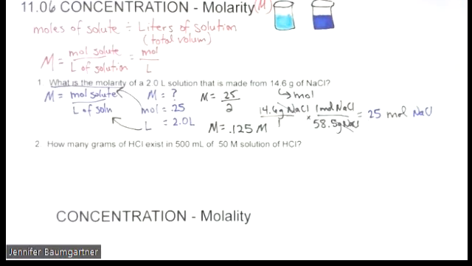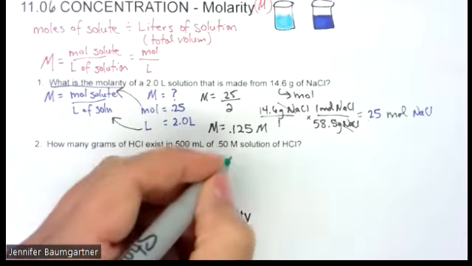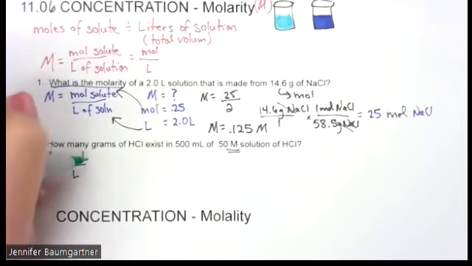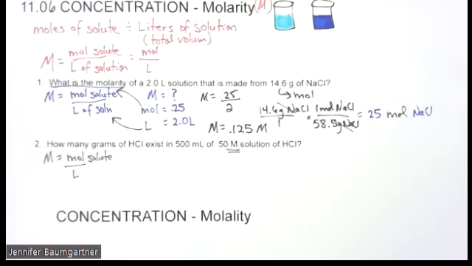All right, next one is a practice problem. So pause the video and take a shot at this and see how you do. Okay, so we had: how many grams of HCl exist in 500 mL of a 0.5 molar solution of HCl? Okay, so I see that molarity. So I know at some point I'm going to be using molarity is moles over liter, and that's moles of solute. But they're asking for grams. Well, okay, let's work this a little bit and see what we end up with.